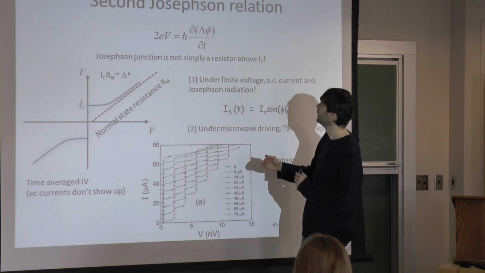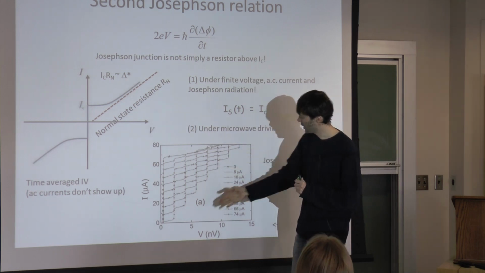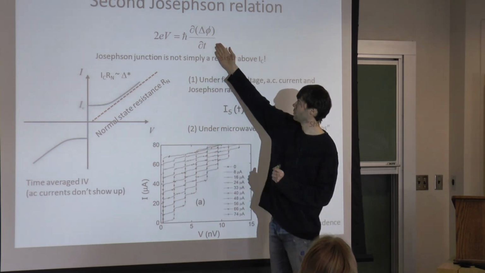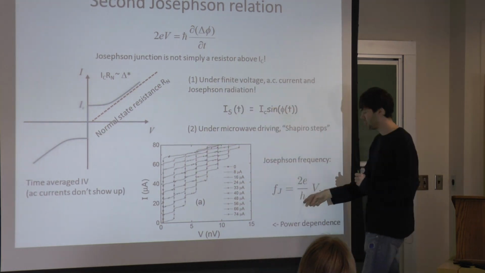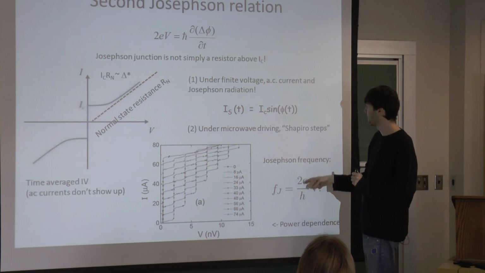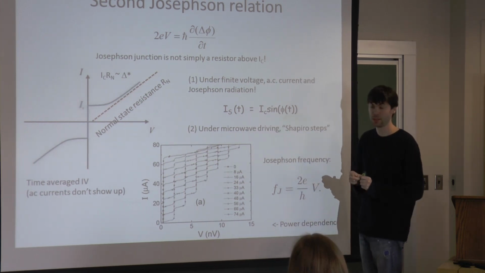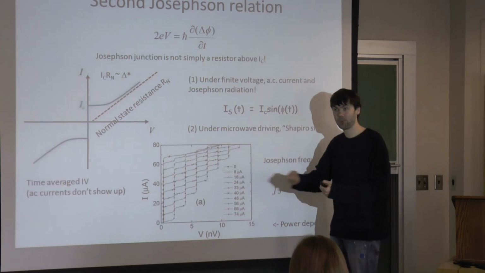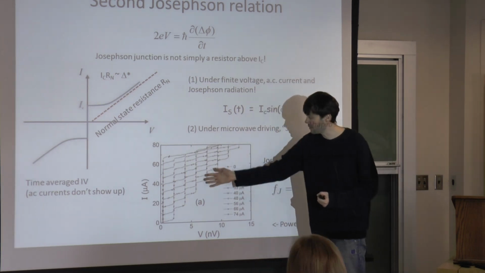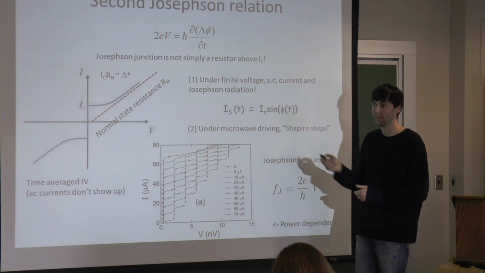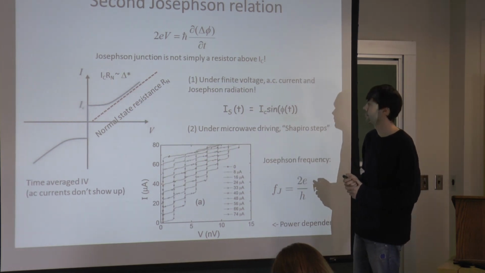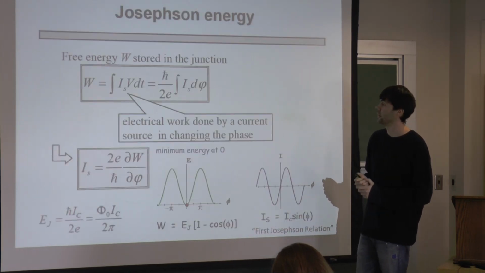So once again, phase across the junction at finite voltage evolves according to this. So it has a certain frequency, which is this Josephson frequency. You plug it into the sinusoidal function. And if we match that frequency with an external excitation, we get these dramatic resonances, which are called Shapiro steps. And that is very easy to see in an experiment.